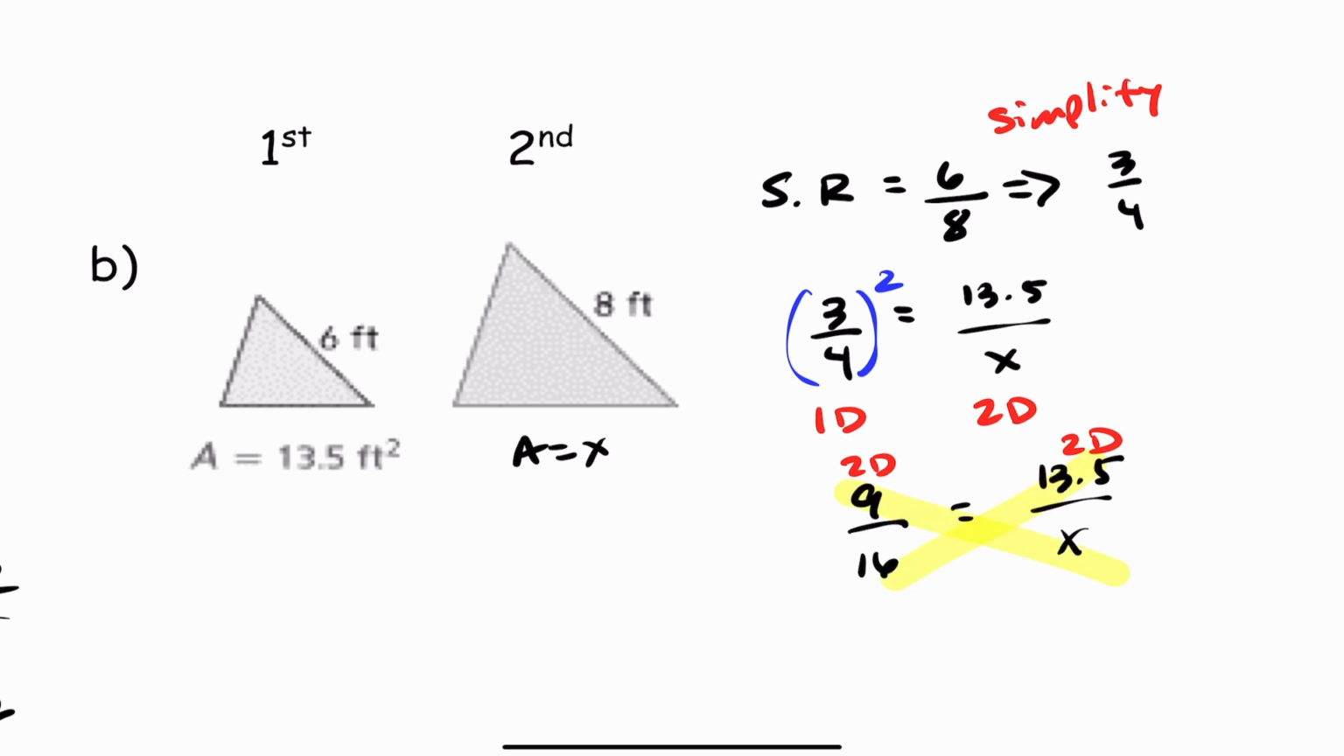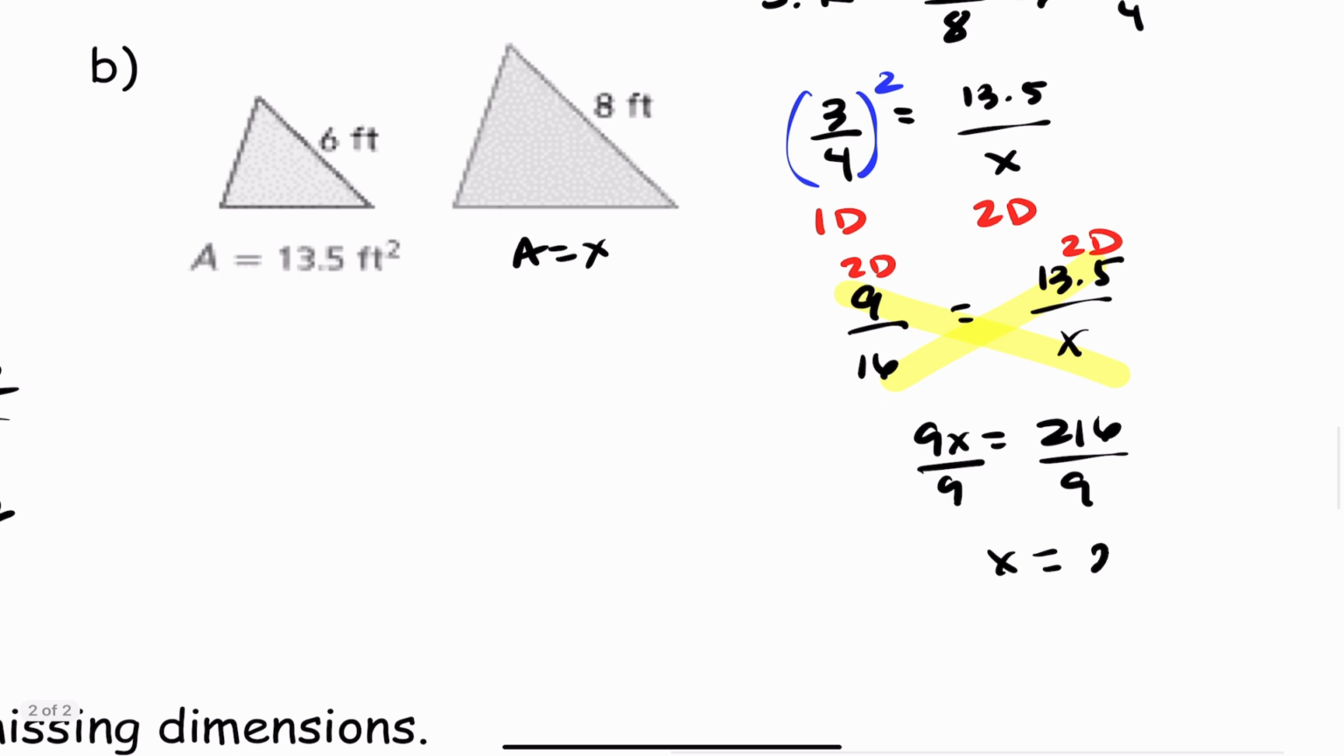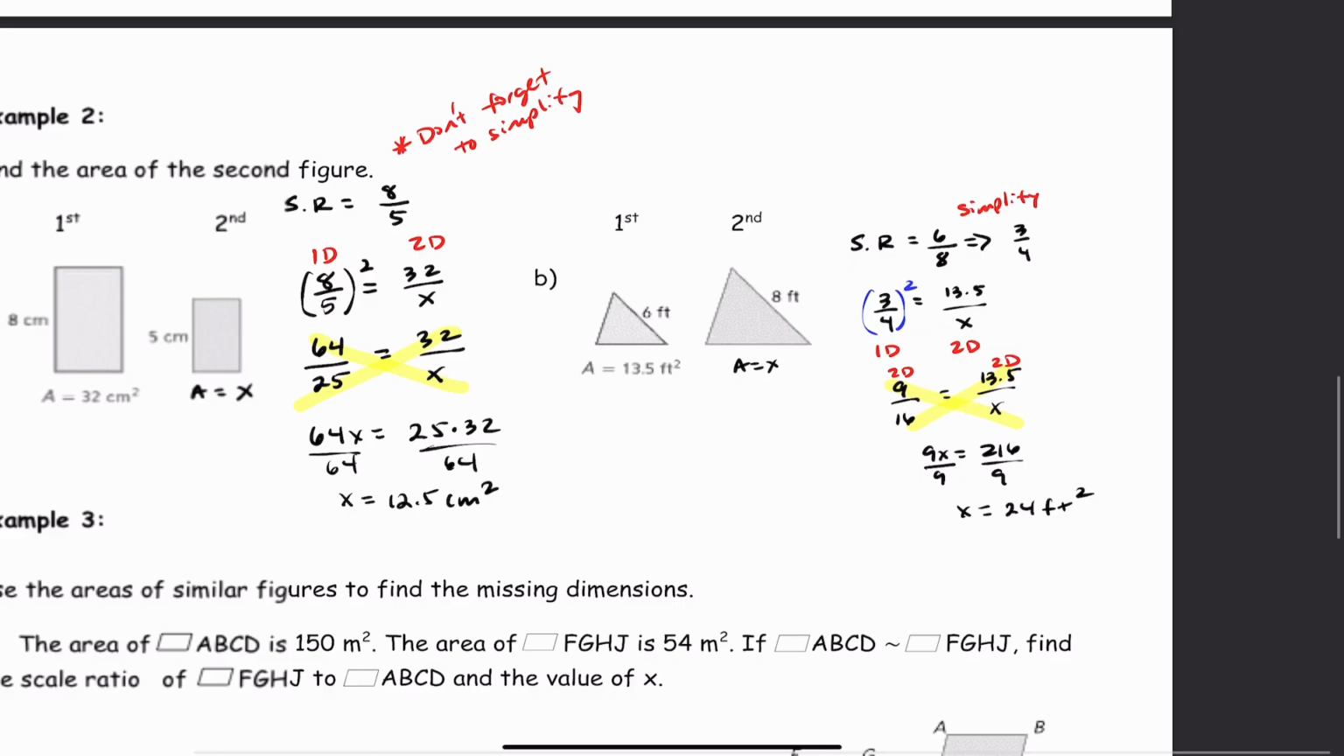So I have 9x equals 216. And I'm going to divide both sides by 9. So x is equal to 24. 24 what? Feet squared. Questions about this one? Any questions? Okay.